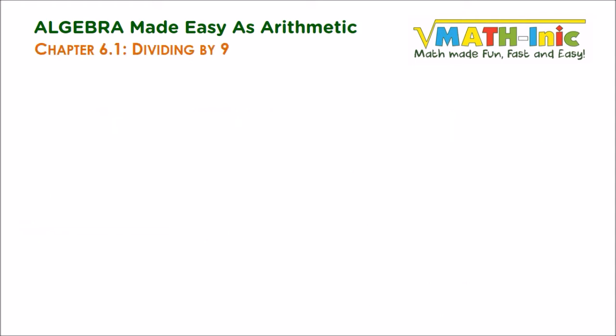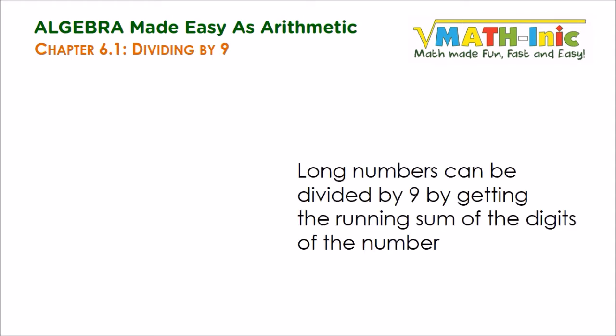Chapter 6.1, Dividing by 9. Long numbers can be divided by 9 by getting the running sum of the digits of the number. Example, 321 divided by 9.